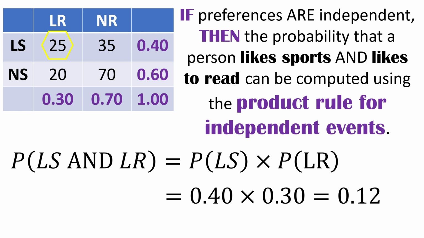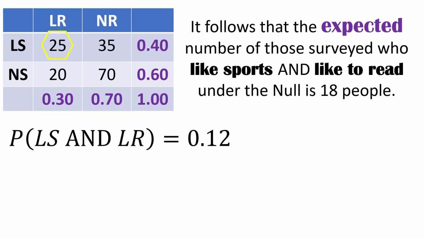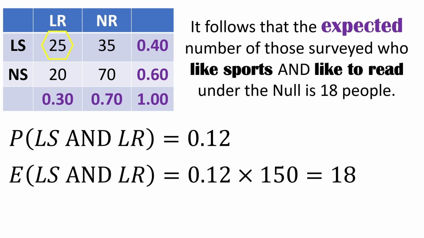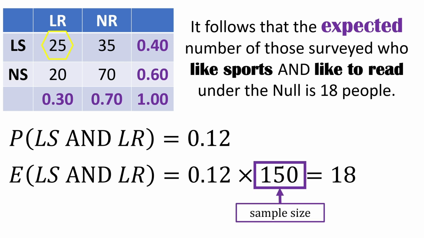So for our sample size of 150, 12% of 150 would give us the expectation for that contingency. So it follows, given those probabilities, that the expected number of those surveyed, those 150 people surveyed who like sports and like to read, is 18 people. And how come 18? Because we can take the probability that a person likes sports and likes reading, multiplied by the sample size. That gives us 18 students in total. So the expectation for that first cell is 18.